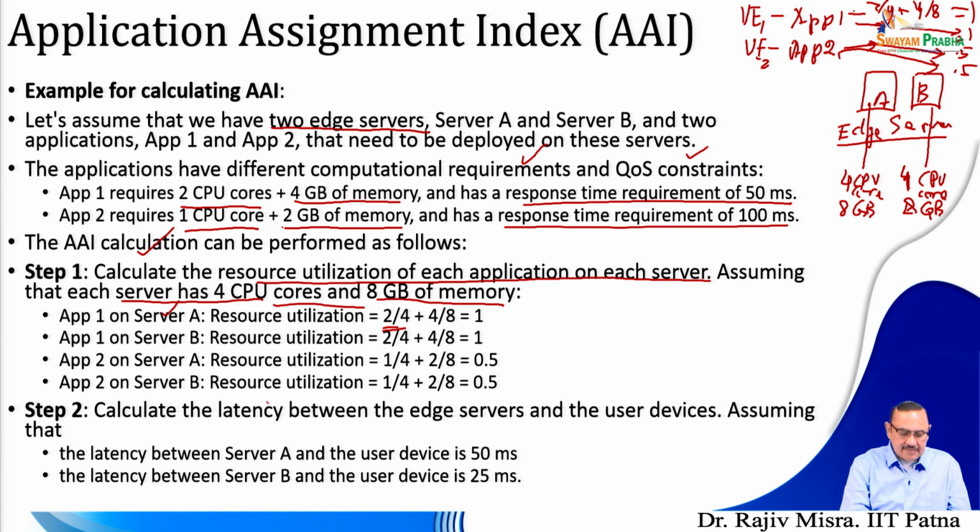Let us calculate the latency between the edge server and the user devices, assuming that the latency between server A and the user device is 50 and the latency between server B and the user device is 25.